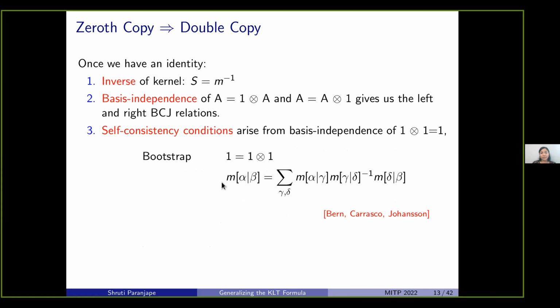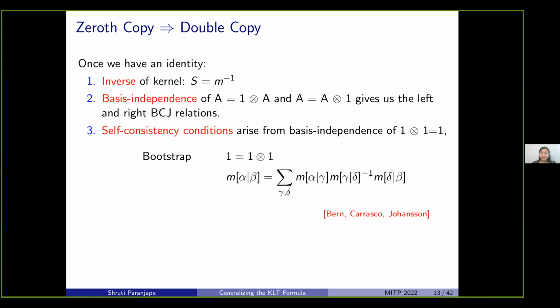Okay, so why am I calling it that? It's because if you look at this equation, it only involves amplitudes of the bi-adjoint scalar theory. So this is a self-consistency condition that has to be satisfied by any zeroth copy.